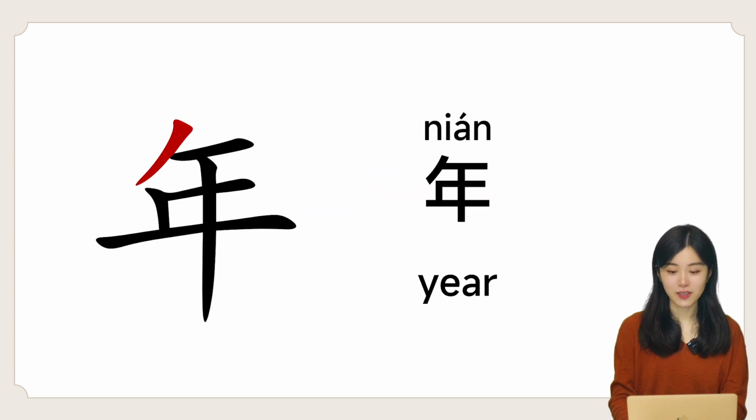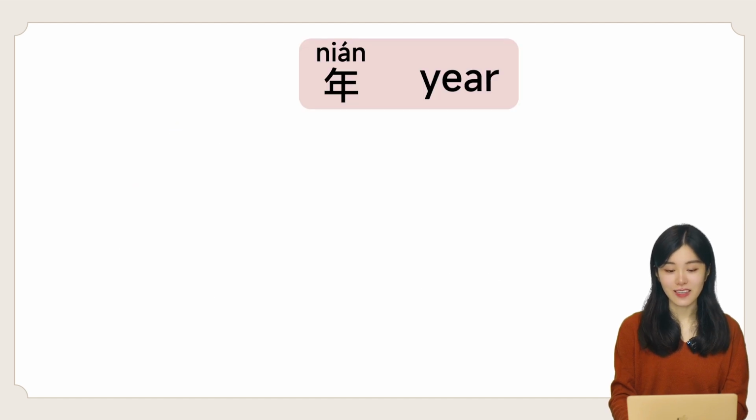Next example character. 年 means year. Please read it after me. 年. Great. See how to write it. We write it from the top to the bottom and from the left to the right.